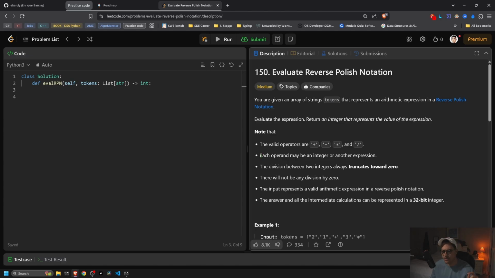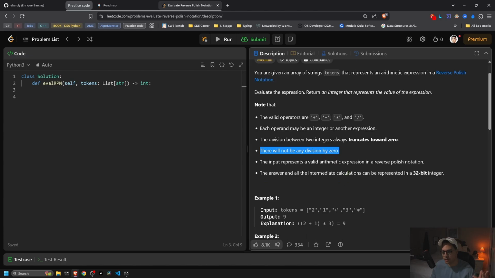And then we have different operands that could be integers, whole numbers, negative numbers, or maybe floating point numbers, right? It's an integer here, but we're going to be dividing, so at some point we're going to have to deal with floating point numbers. But anyway, division between two integers always truncates towards 0, okay? So technically, we don't have to worry about the decimal part. There will be no division by 0, so that's an edge case we don't have to worry about.